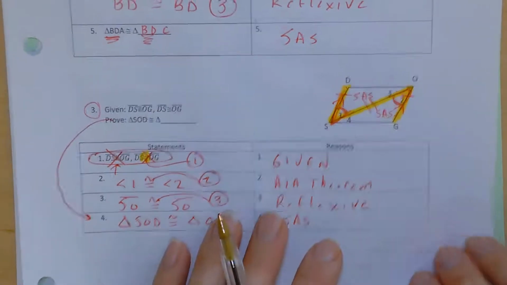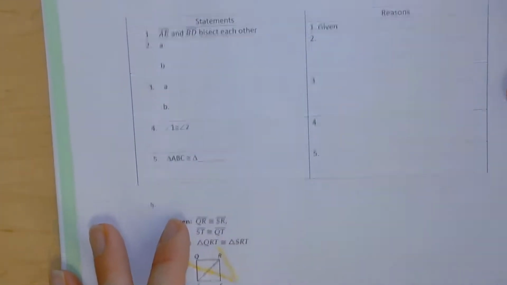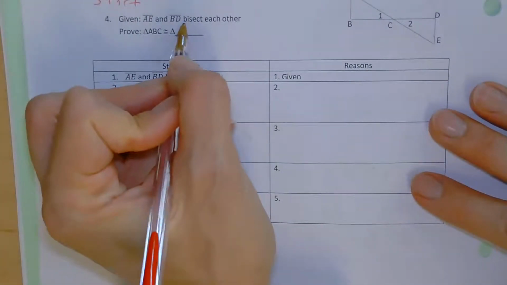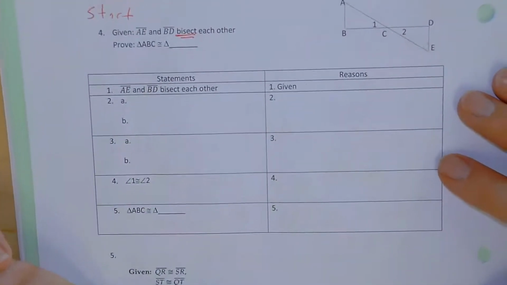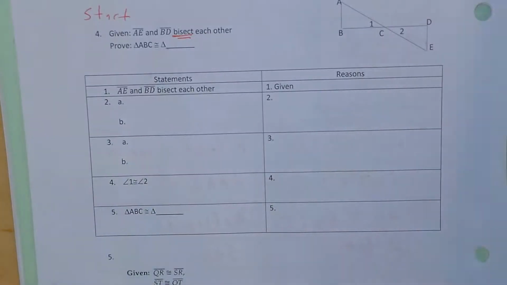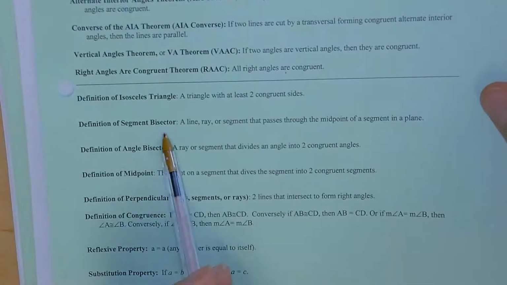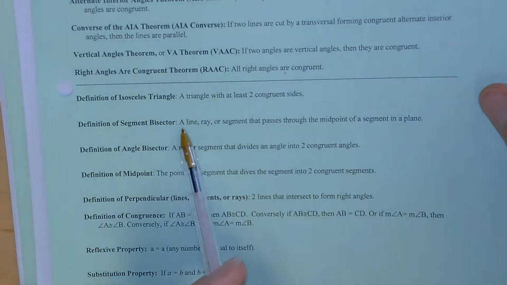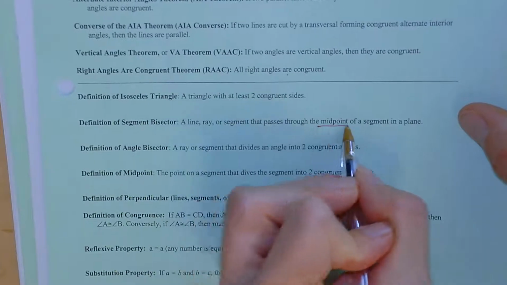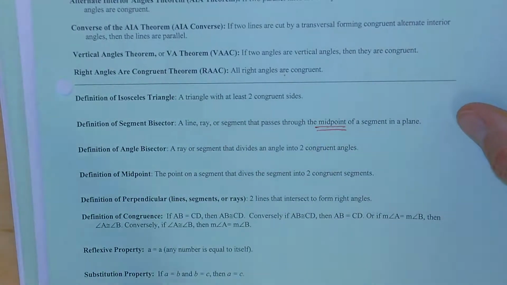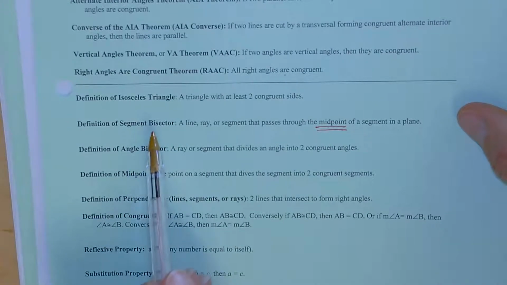All right? Okay, so we're going to look at one more, and that's going to be number 4. And so in this one, we have bisectors, and they are segment bisectors. So right now, before I even start, I'm going to go to my cheat sheet here, and I'm going to look at what it says for a segment bisector. A line, ray, or segment that passes through the midpoint. It's going to give me a midpoint. So if you guys can see that segment bisector definition, it gives you a midpoint.